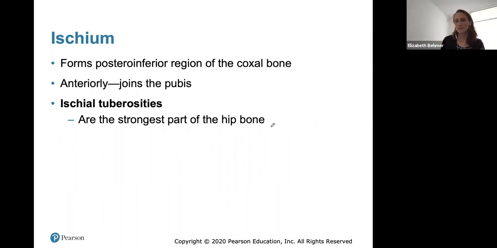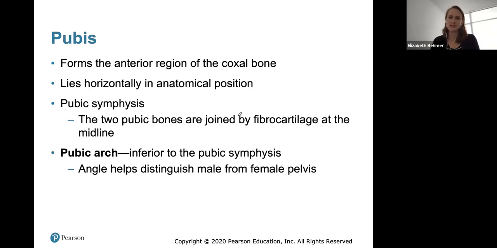The ischium forms the posterior inferior region. Anteriorly, it joins the pubis. And the ischial tuberosities are the strongest parts of the hip bone. And the ischial tuberosities are what you're all sitting on right now. The butt bone is your ischial tuberosity.